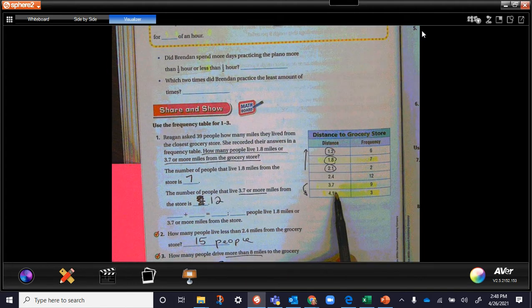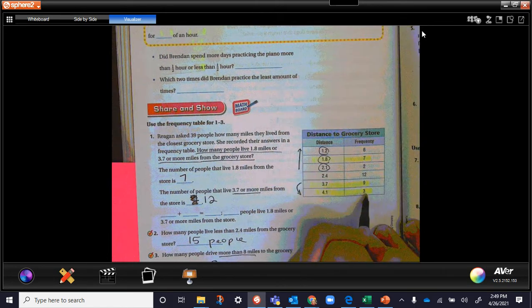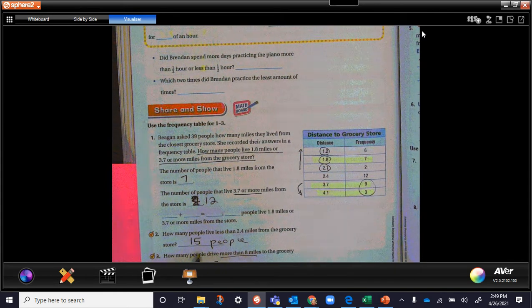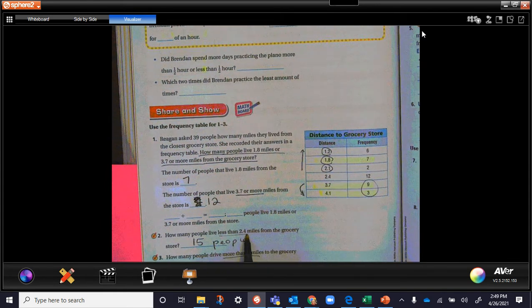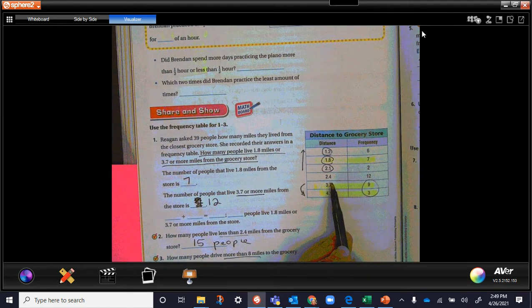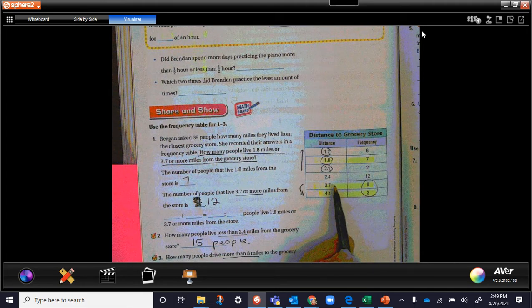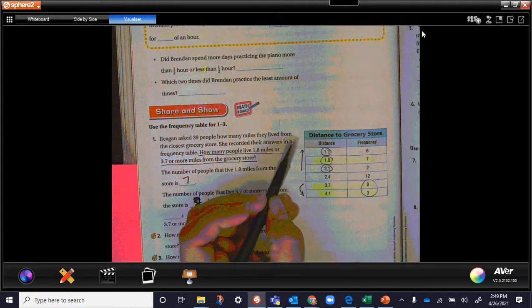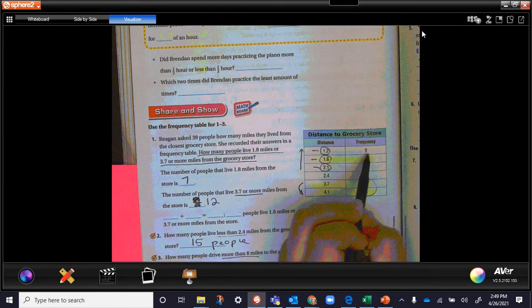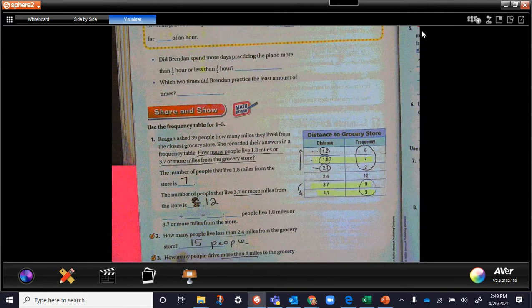Here it says the number of people that live 3.7 or more. Now here you have to be careful, because 3.7 or more includes 3.7 and the one that is more, which would be the 4.1. So now we have to combine them to get 12. Then if it says less than 2.4, that means we're not including 2.4, because it's things that are less. To find something that's less, we have to use 2.1, 1.8, and 1.2. When we add up all those frequencies, we got 15.